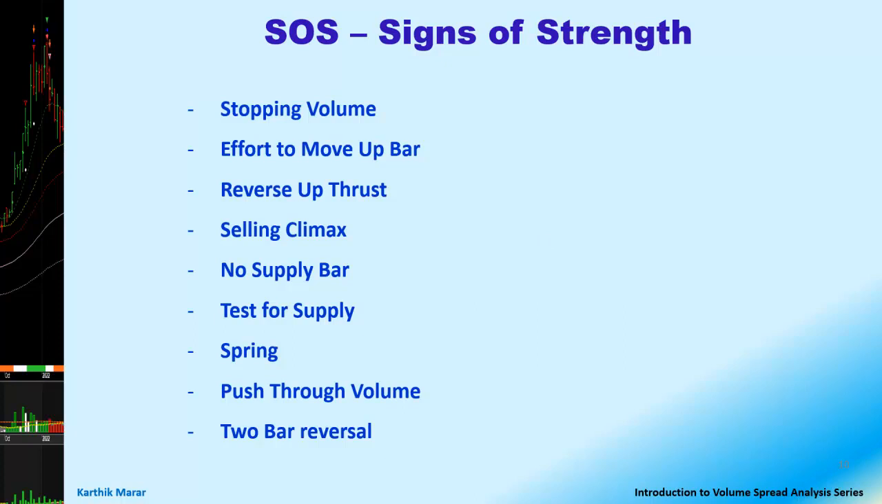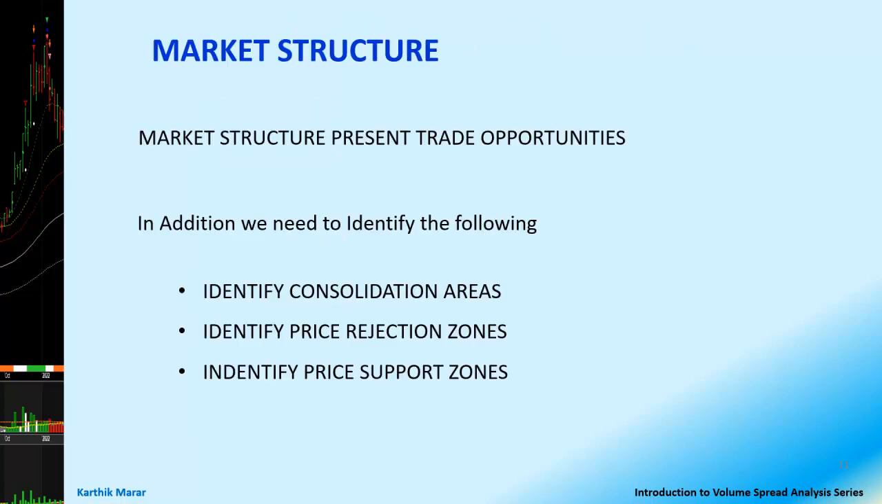Let us now move on to the last part of this video, which is market structure. In VSA, understanding the market structure is very important, as the market structure presents the trade opportunities. We saw in the last part that the Wyckoff market cycle has four phases: the accumulation, markup, distribution, and markdown.